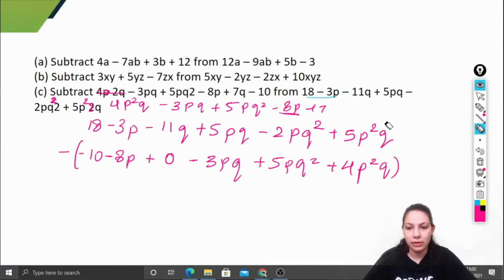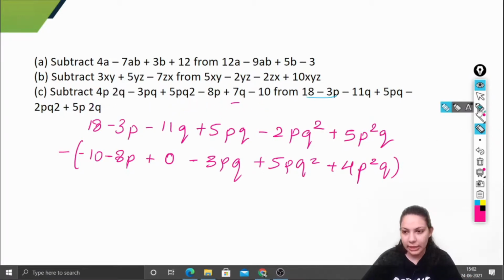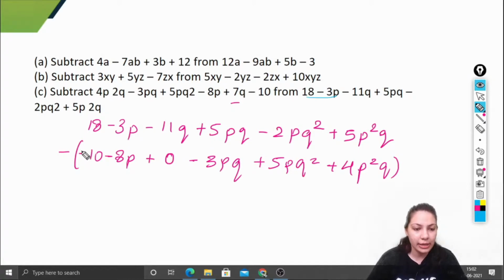So let me erase this for space. So let us solve this. Again let us first change the signs. So minus minus, again it will switch to plus, minus minus plus, minus plus minus, minus minus again plus, plus minus minus, minus plus again minus.